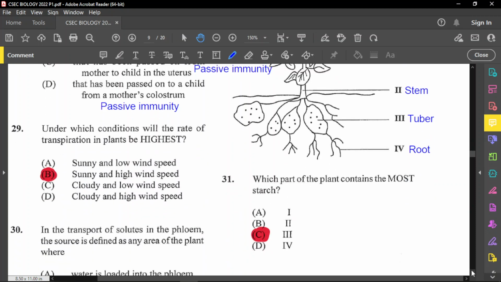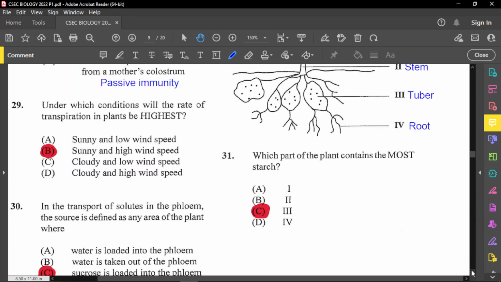Question number 29 is under which condition will the rate of transpiration in plants be highest? And so transpiration, again, is loss of water from plants by the process of evaporation. And so definitely high sun and high wind, because wind will take the water away from the leaves, which makes it easier for evaporation to take place. For low wind, the water will stay close to the leaf, which means the air will be a little saturated, and it'll be very difficult for water to pass from the leaf to the atmosphere. So definitely high wind takes away the water from the leaf surface, and also increases the movement of water out of the leaf into the atmosphere. So high sun, high wind.